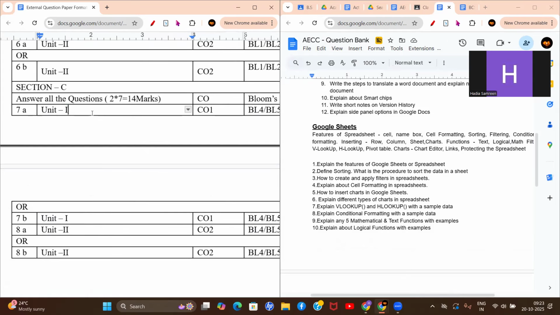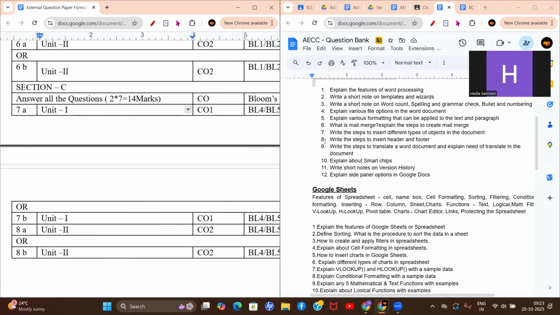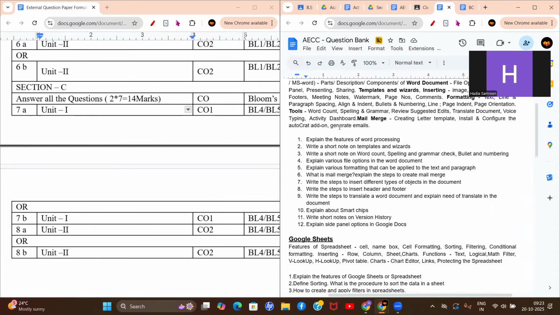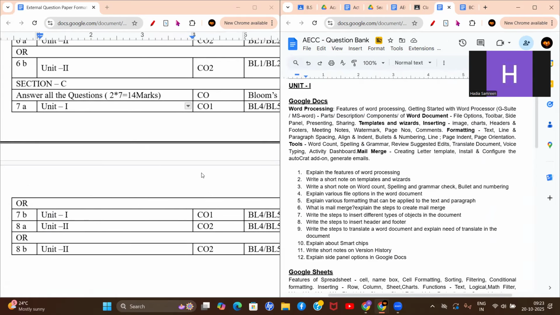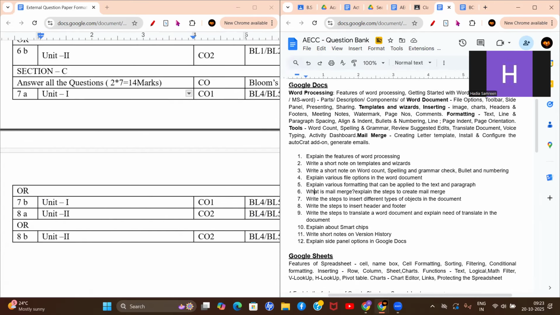Alright, any doubts in that? Let me know. So please follow this strategy. Since we are not going to make the paper, we can follow this strategy, so we can reduce our burden as well as be able to attempt all the questions. Like if you learn Google Docs entirely, you can easily answer any question from Section B and Section C in internal choice.